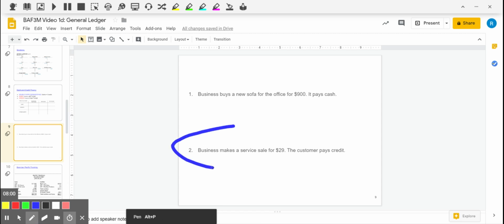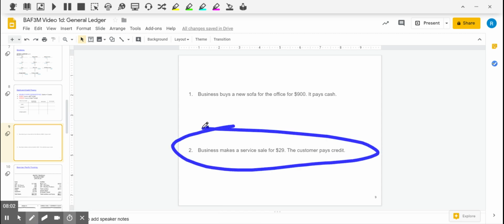Hopefully that'll make some sense. So a business makes a service sale for $29, and the customer pays on credit, slightly like a problem we did last time. Let's do this one a little more quickly. We just got paid on credit, or we're going to get paid, we billed on credit, so someone owes us money.